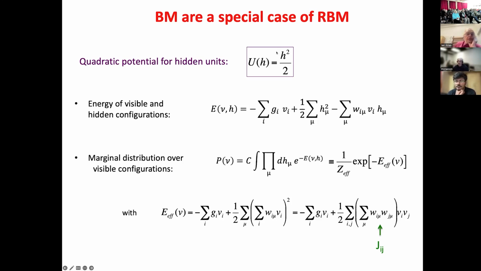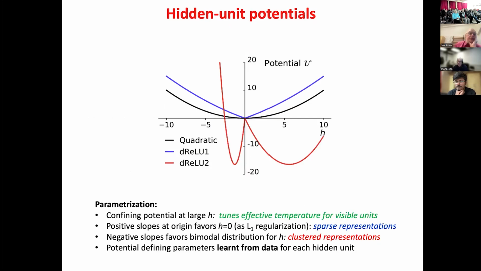And in fact, if I go beyond H squared, if I choose another potential, I will have another model, which is not a Boltzmann machine. So the RBM includes the Boltzmann machine as a specific case. So what are the interesting potentials we can look at? Well, it depends on what you want to do. So let me just describe.